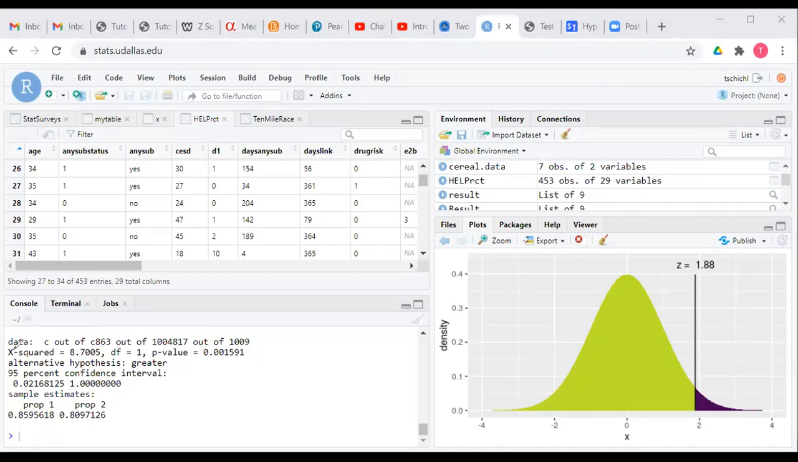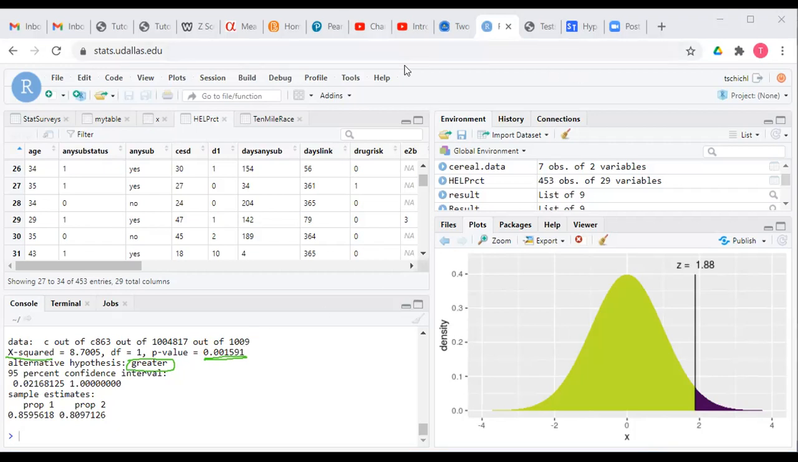Like we talked about last time, instead of Z, R gives you chi-squared. It tells you you are testing greater than, and the p-value here is a little bit different from the TI-84 calculator, because R doesn't pool. But it really does not matter, the difference is very minimal. This is 0.0015, and we got 0.0013 from the TI calculator, so you reach the same conclusion.